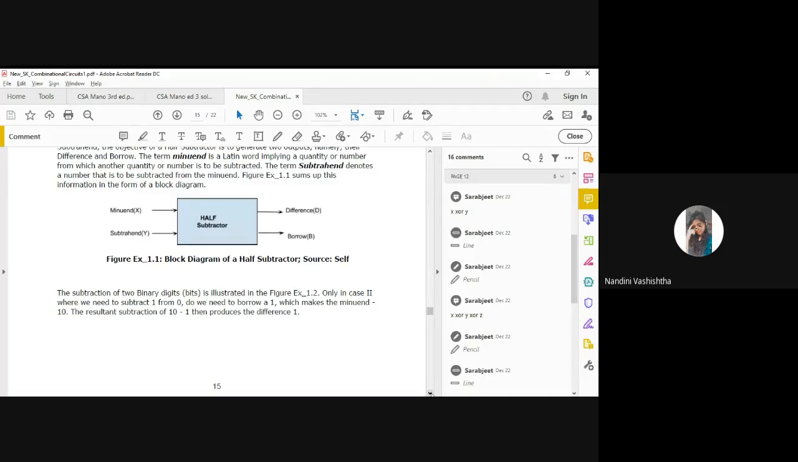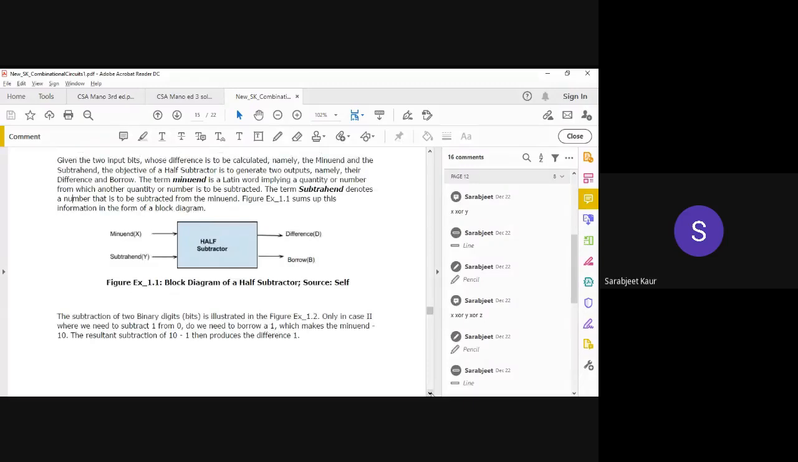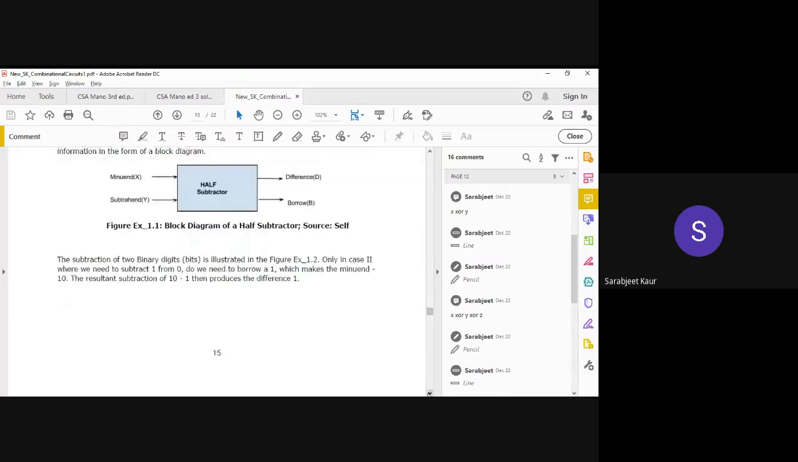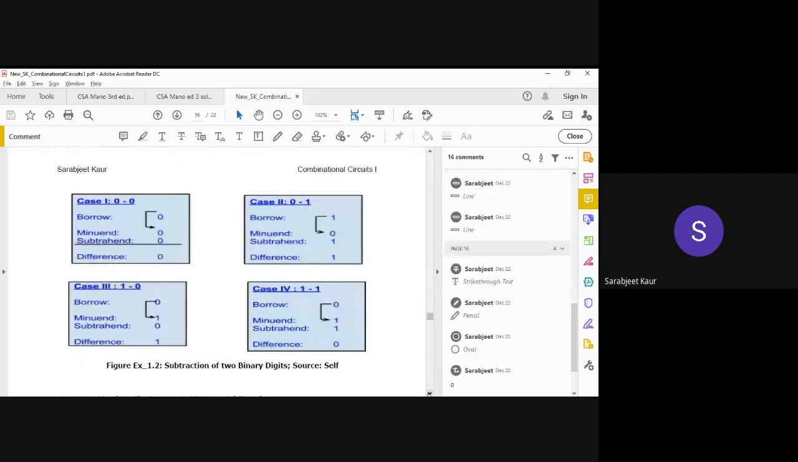The resultant subtraction of 1, 0 minus 1 then produces the difference 1. So this I'll just explain to you. The next step would be to list the truth table. But before that, let us first see how binary subtraction is done. Let me just update you on how binary subtraction is done.